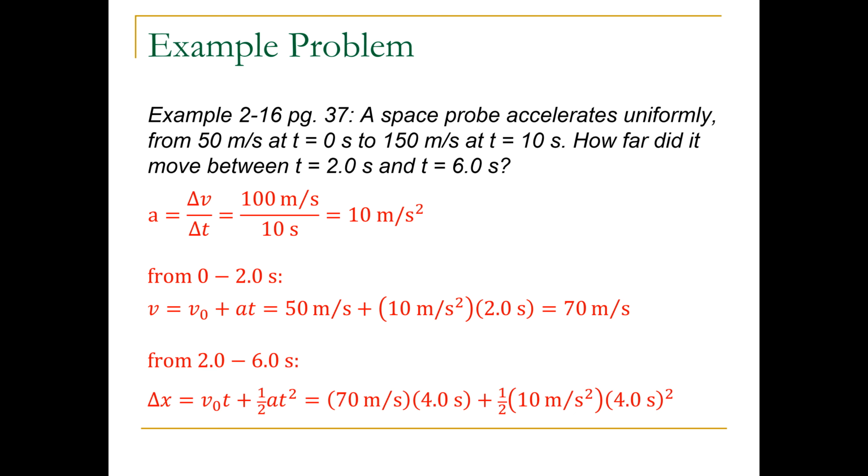So to find the displacement or distance that it moves, since it's just going in a straight line, distance, displacement, same thing. I have delta x equals v naught t plus 1/2 at squared. Plugging in my initial speed now at 70 meters per second and a delta t of 4 seconds, we end up with 360 meters.